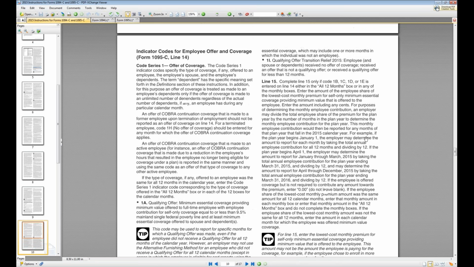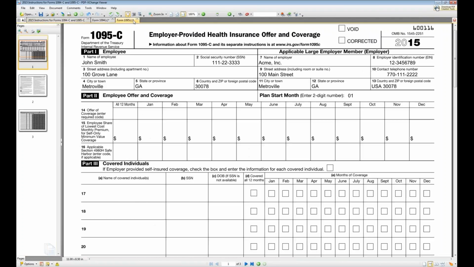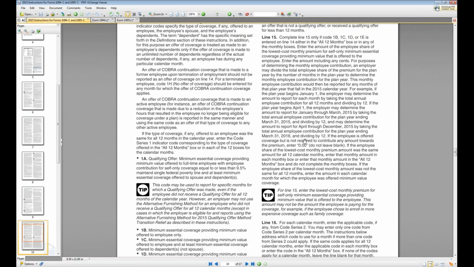The instructions on the right for line 15, which asks for the cost of coverage. Here's what it looks like. Employee share of lowest cost monthly premium for self-only minimum value coverage. Translation, for your lowest cost qualifying plan, if you have multiple plans, or your employee only share if you have a single plan, what are you charging the employee on a monthly basis? What is that base rate? That is line 15. And the instructions give further explanation of that.